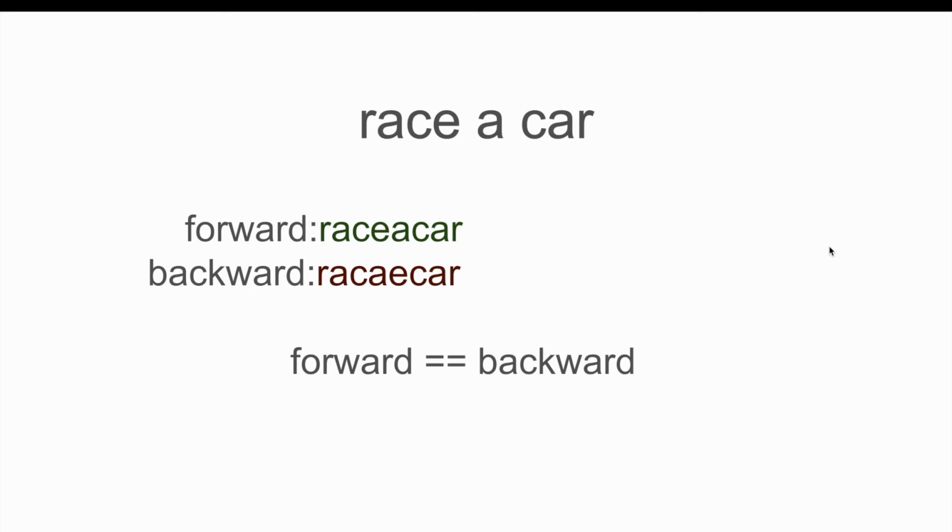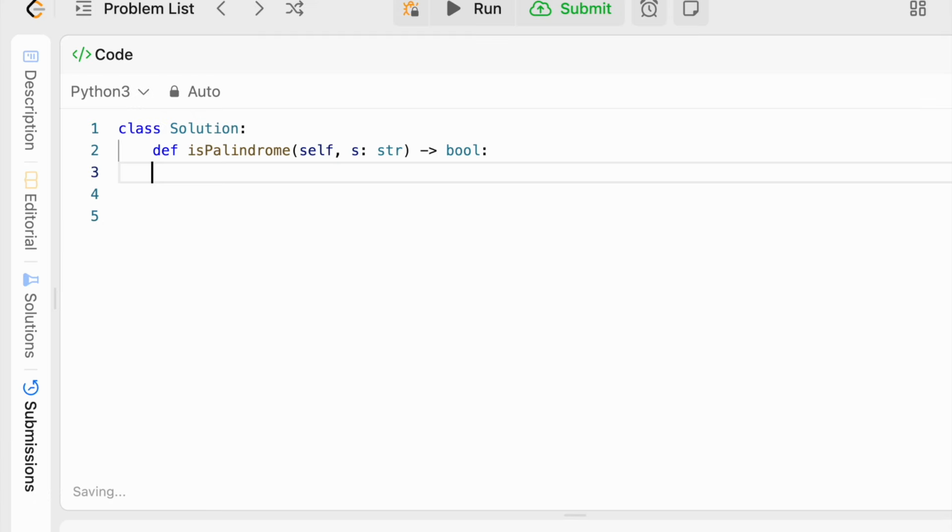Let's take a look at another example. Race a car. Here the forward and backward characters are different, so when we compare it, we'll get false. So this string is not palindrome, so we return false. Now let's code it up.